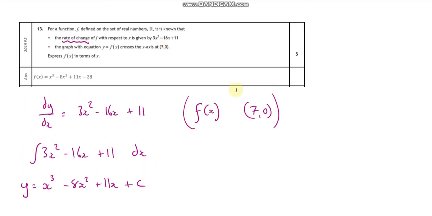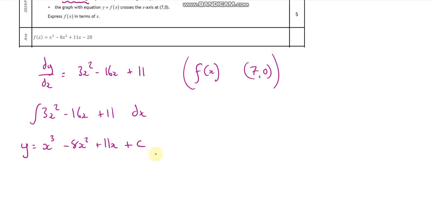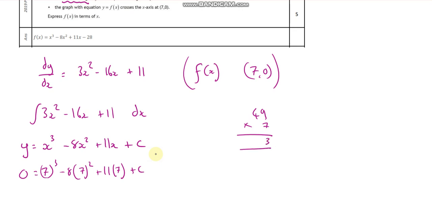And the reason they told us this point is because I need this point to work out what c is. So if I substitute in y is 0, x is 7: 7 cubed, take away 8 times 7 squared, plus 11 times 7, plus c. So let's go for that. 7 cubed, that's a big one. 7 sevens are 49, times that by 7. So that'll be 343. Big number.